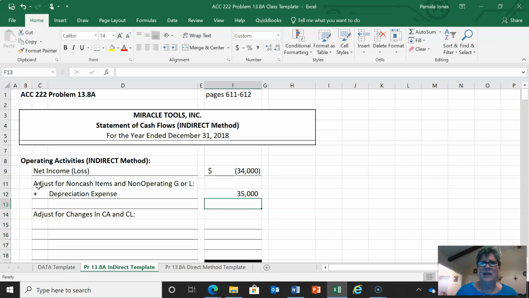Now, the reason for this is that the cash from those transactions is going to be shown in the investing activity section. Cash received from the sale of land will be shown in investing. Cash received from the sale of equipment will be shown in investing activities. So we don't want the gain or loss that's a part of that sale to be double counted. So we adjust net income to take out the gain or loss so that we can focus on the cash flows in the section where it's supposed to be.